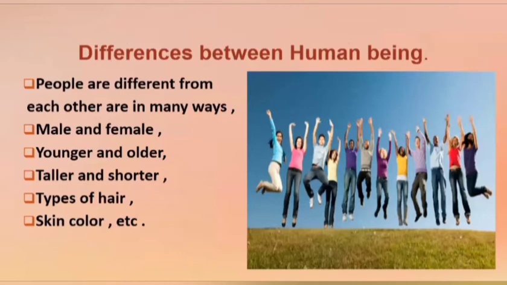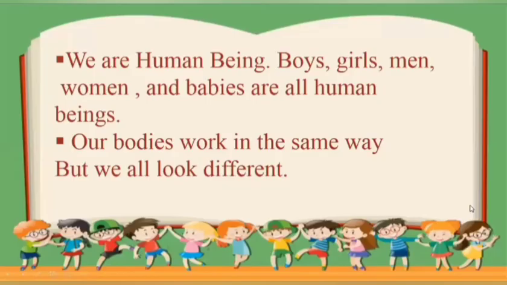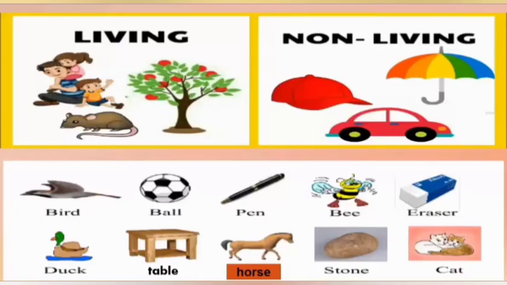And these are the differences between human beings: male and female, which means boy or girl, younger and older, taller and shorter, types of hair. And who are human beings? Boys, girls, men, women, and babies, all are human beings.